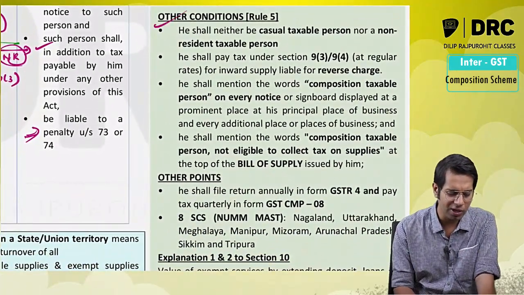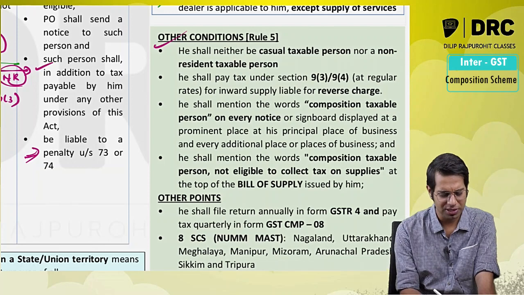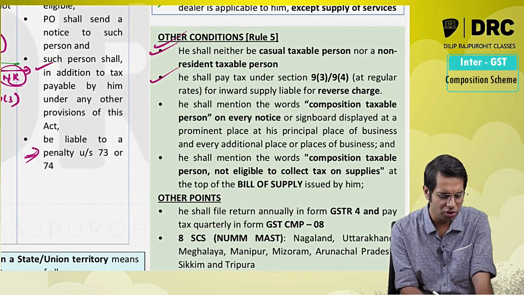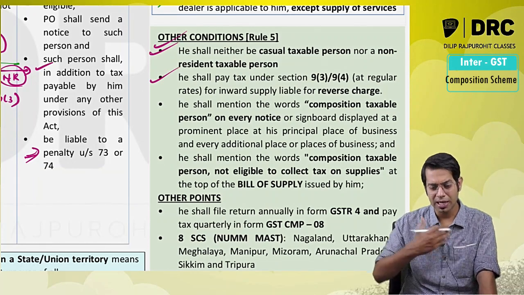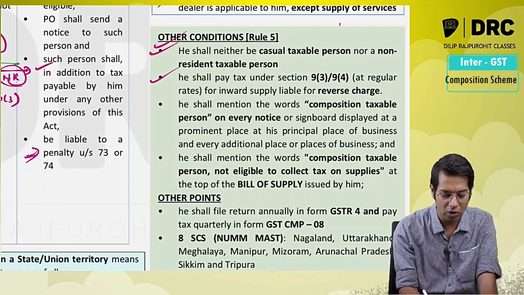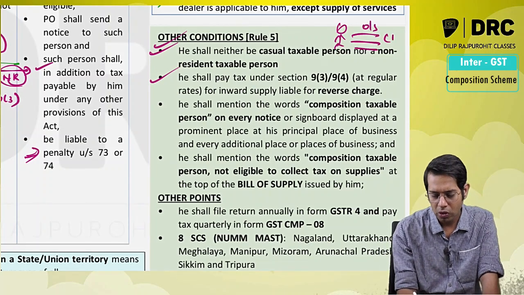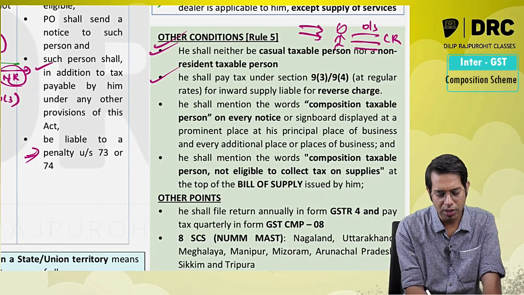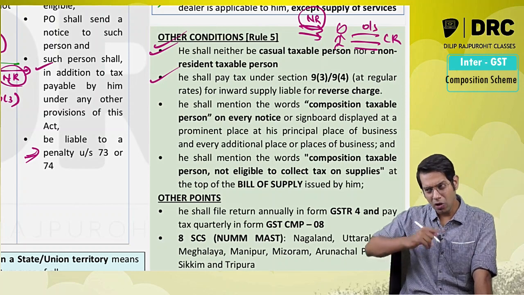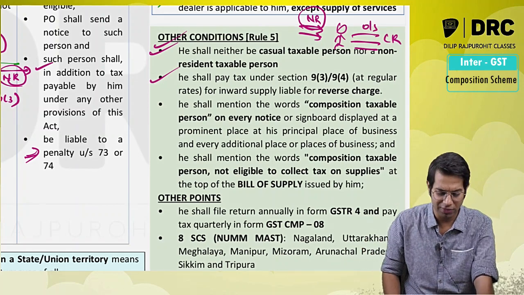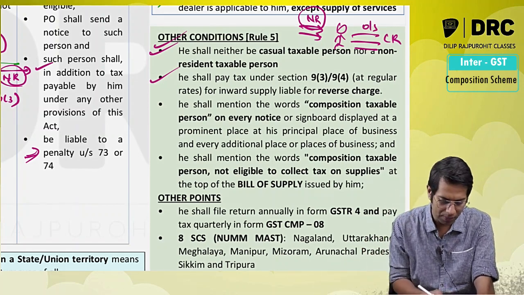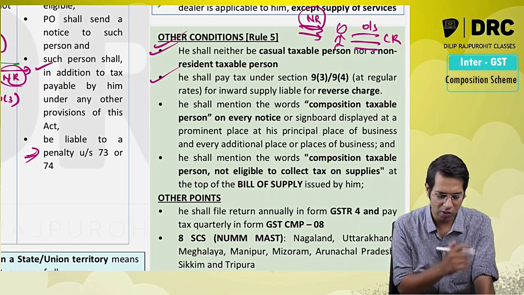And rule 5 talks about other conditions. A casual taxable person and a non-resident taxable person cannot become a composition dealer. Now, if you are a composition dealer, your outward supplies will be taxable at composite rates, but your inward supplies will be taxable at your normal rates only. So if there is any inward supply on which you have to pay the taxes under reverse charge, then that will be taxable at normal rates only. You will have to pay the tax at normal rates.